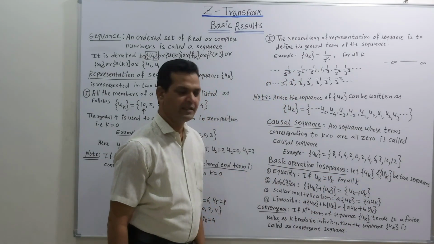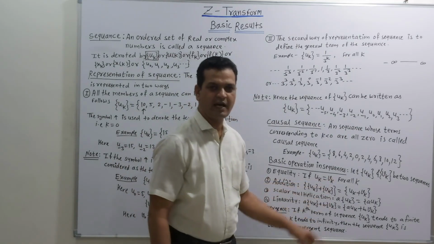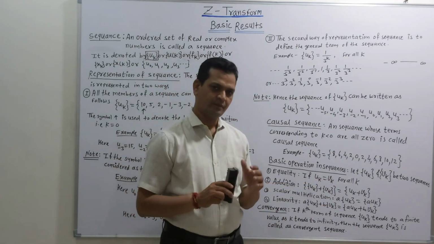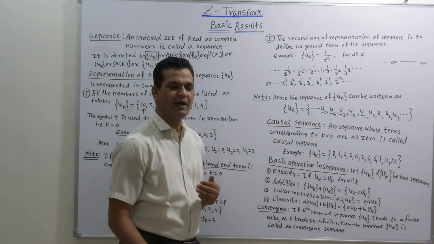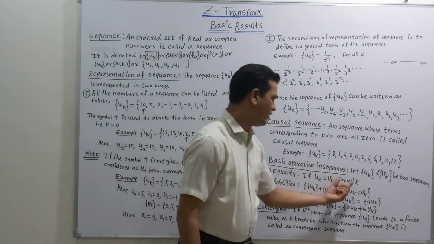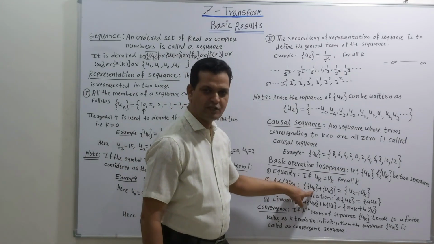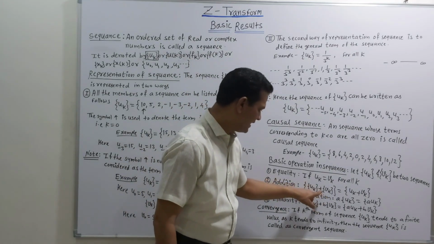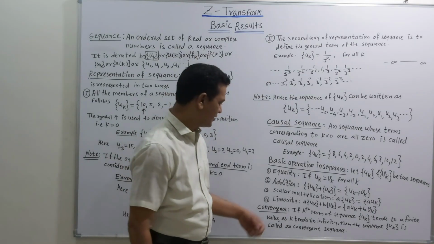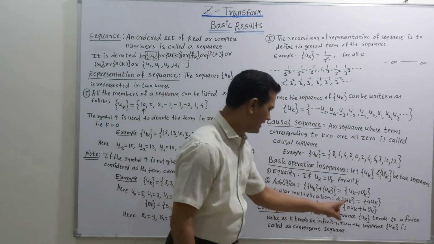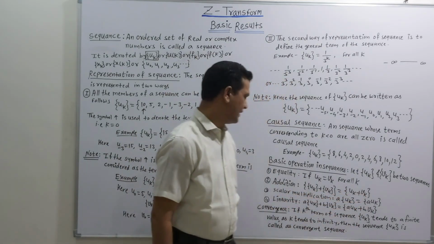Then equality: two sequences are equal if all the terms of UK and VK are equal for all values of k. Then addition. Suppose sequence UK is there and sequence VK is there. It is always possible for us to add these two sequences, and we can write this as sequence UK plus VK.